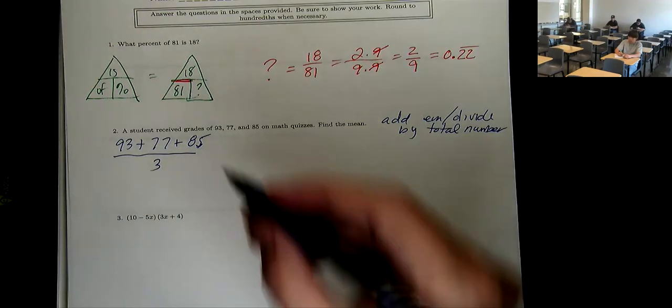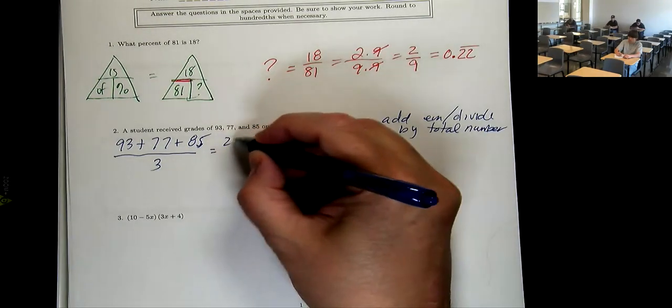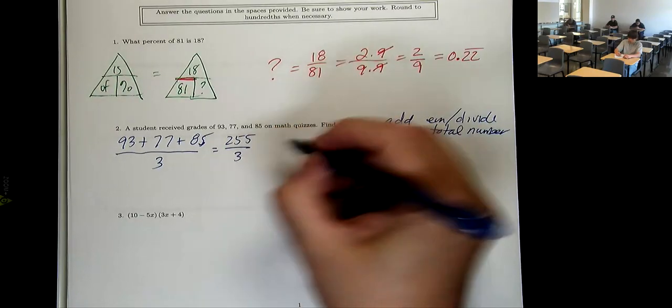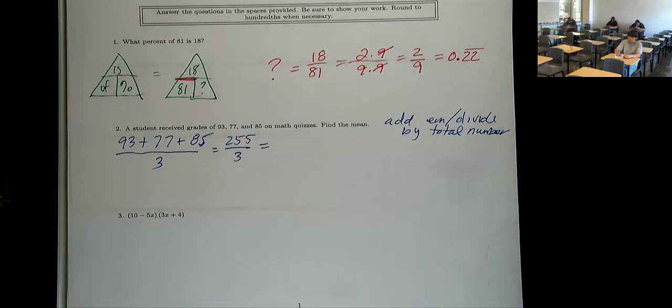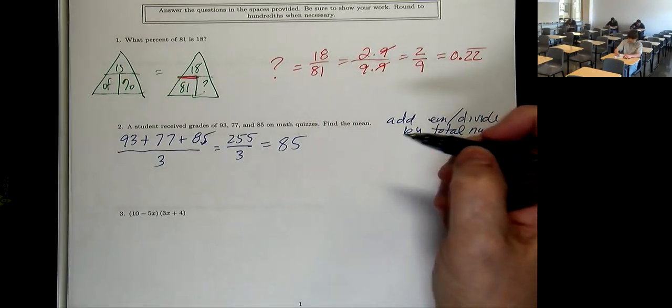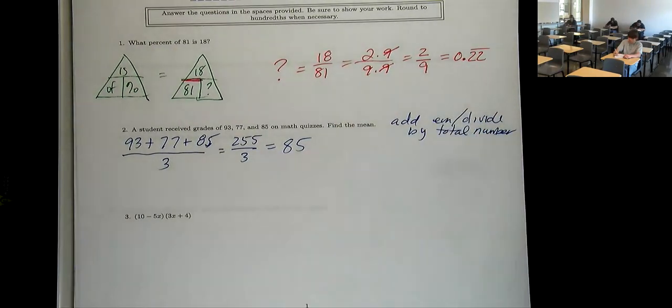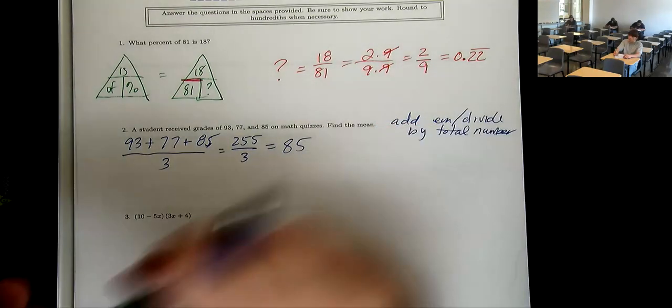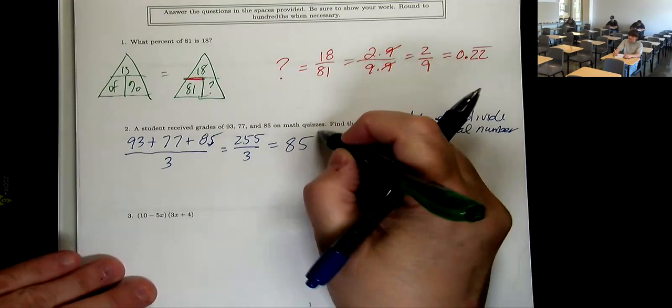93 plus 77 plus 85 is 255. I have 255 divided by 3 is 85. So that is the average.